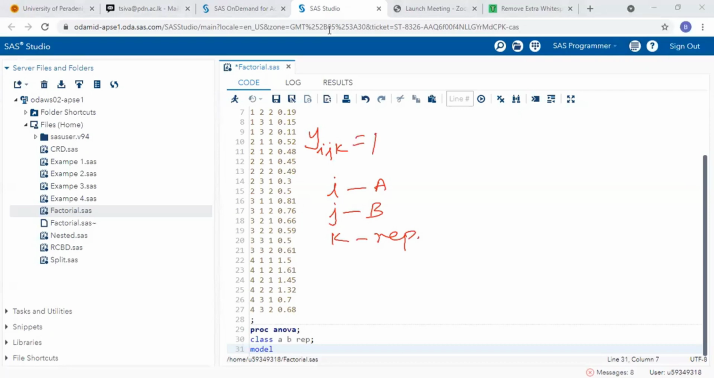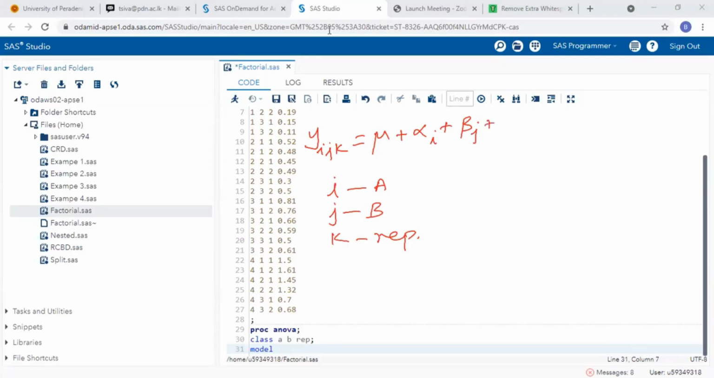Now tell me, mu plus alpha I. What is alpha I? Main effect of factor A, the ith level of factor A. What is beta? In CRD, yeah? I'm talking about CRD concept. What is beta J? It is the main effect, jth level of main effect of factor B.